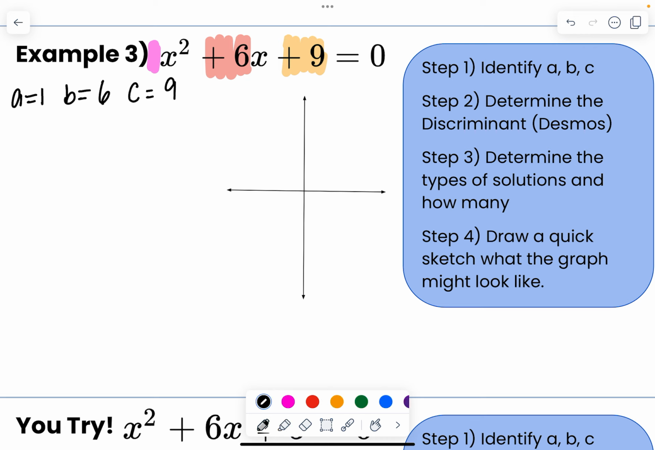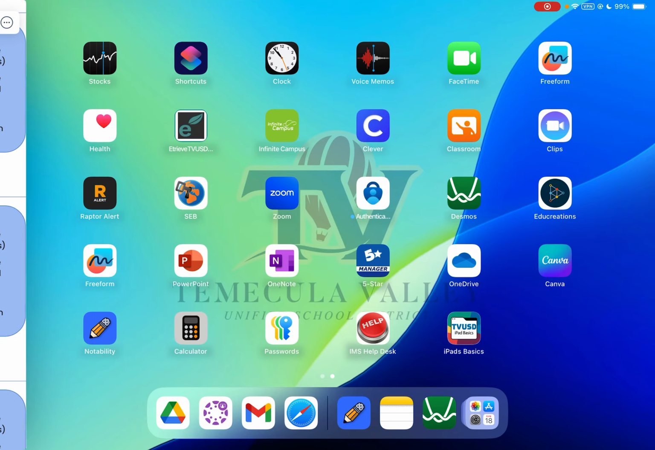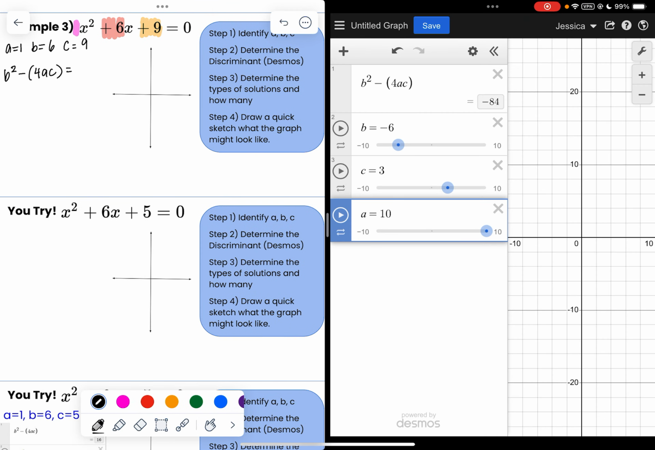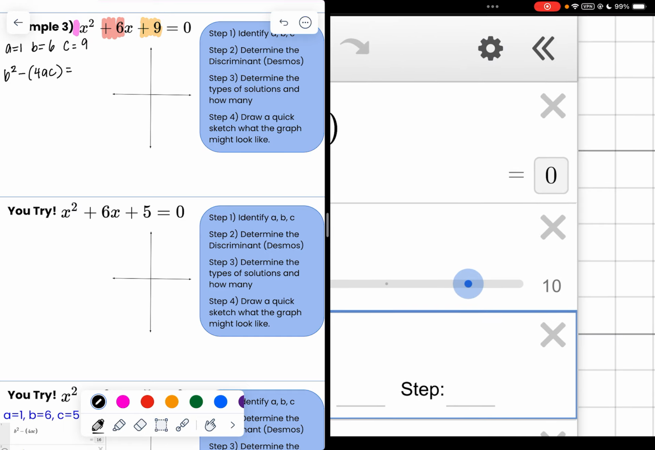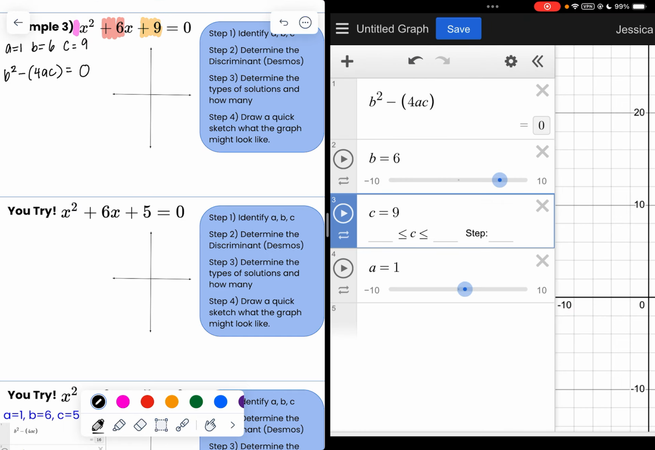Now I'm ready to use Desmos to type this into B squared minus 4ac. Adjust those sliders to 1, 6, and 9. Right, I've already got them. So A is 1. Make sure you're only messing with A. B is +6. Oops. +6. And C is 9. We can see up here that my discriminant is equal to 0.